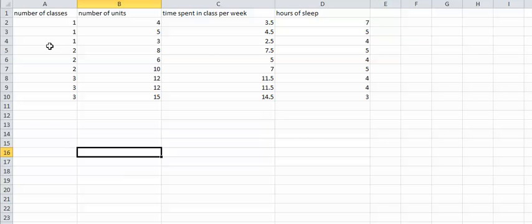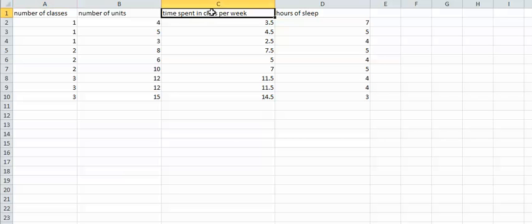What about these two? Number of classes and time spent in class per week. Well, if we look at these two columns right here, we can see that the people who are taking more classes are spending more time in class per week, typically. So as this goes up, this goes up along with it, which would mean that these two variables are positively correlated, number of classes and time spent in class.